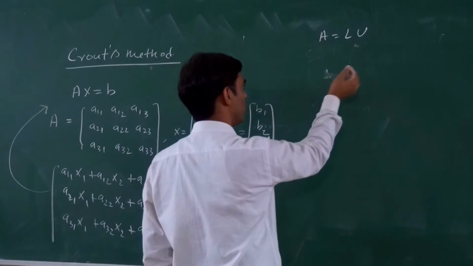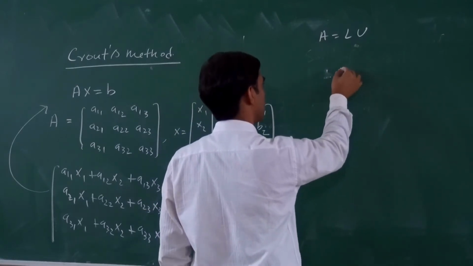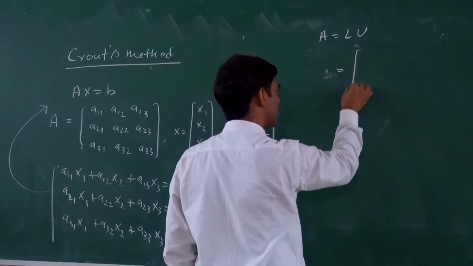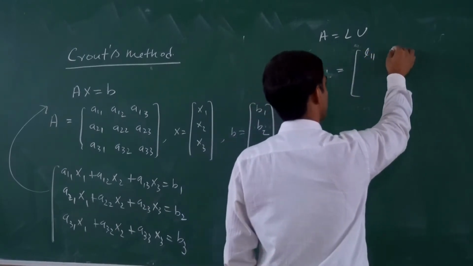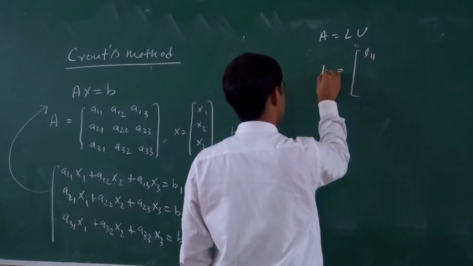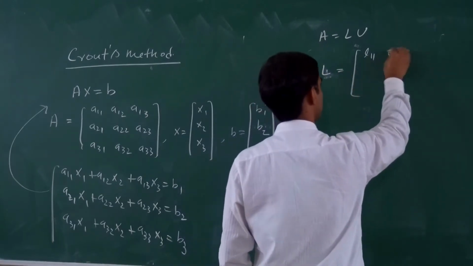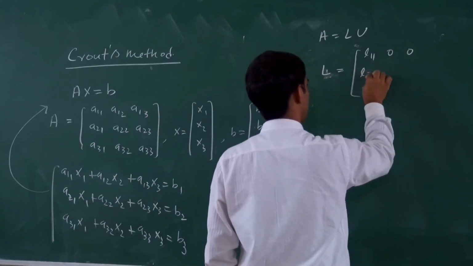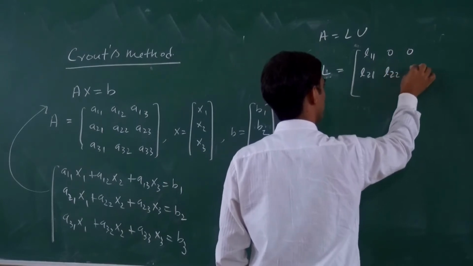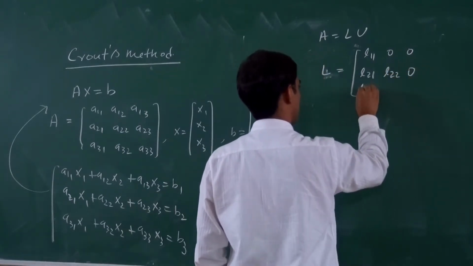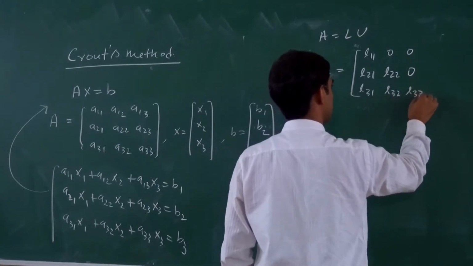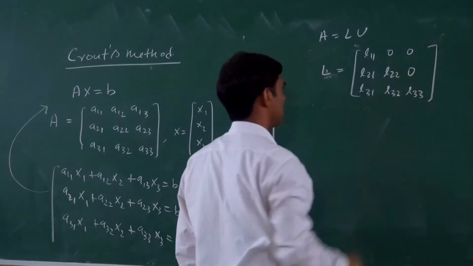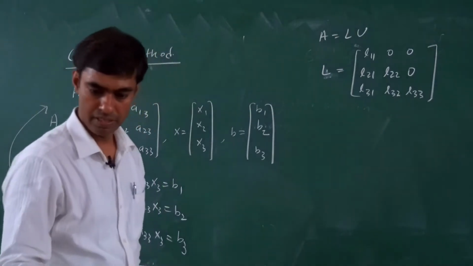And L is a lower triangular matrix, and the value of this one is L11. L is the matrix L11, 0, 0; L21, L22, 0; L31, L32, L33. This one is a lower triangular matrix.